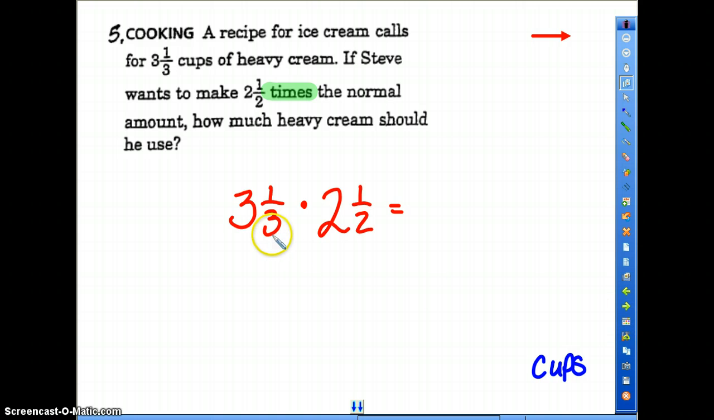And remember, with these mixed numbers, before you can multiply tops times tops and bottoms times bottoms, what do you have to do to both of these first? Yes, change them to improper first. Change them both to improper fractions.